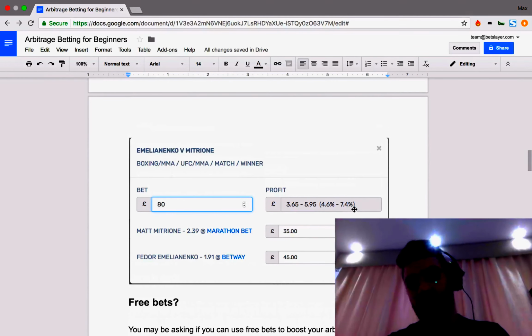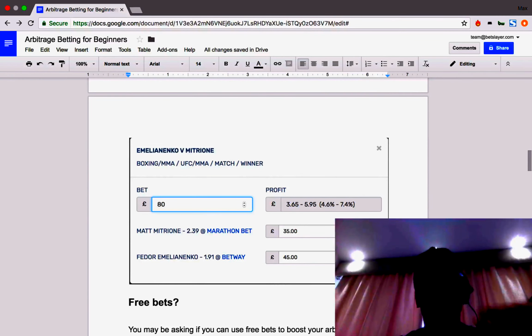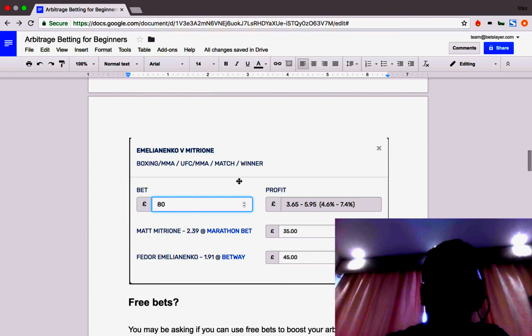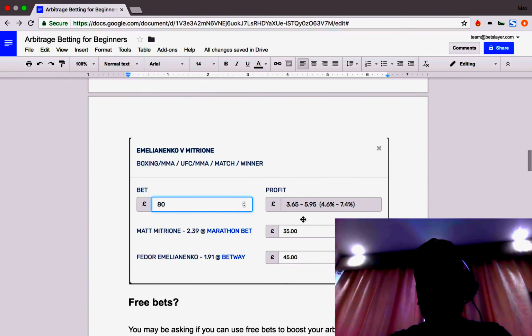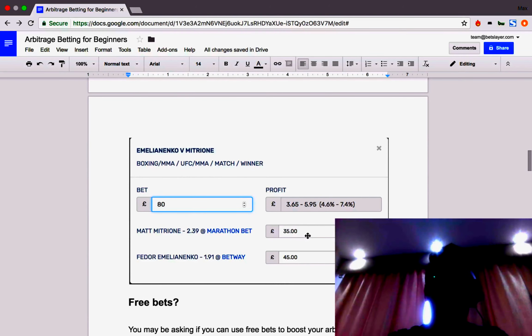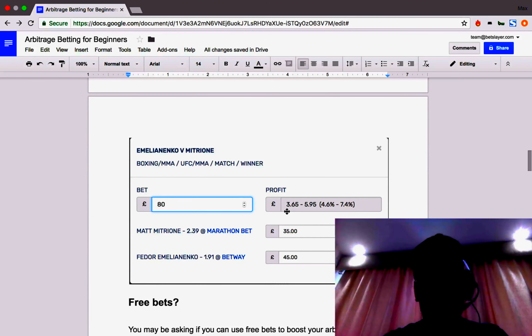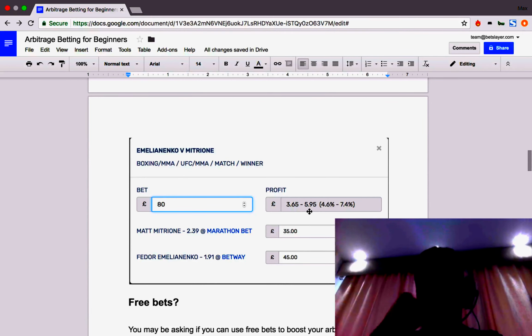And this is an example of an arb they found. You click on the event and it automatically rounds the stakes. It tells you that from an £80 stake, we're going to make £3.65 or £5.95, which is around a 4.6 to 7.4% opportunity depending on what happens.